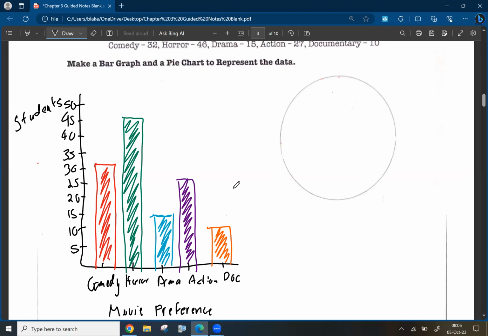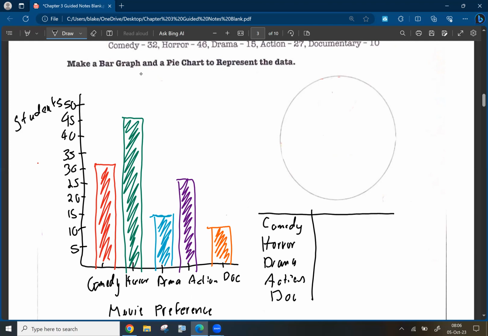So let's go over the movies again. We had comedy, horror, drama, action, documentary. So we want to make a relative frequency. So these are the movie preferences, relative frequency.